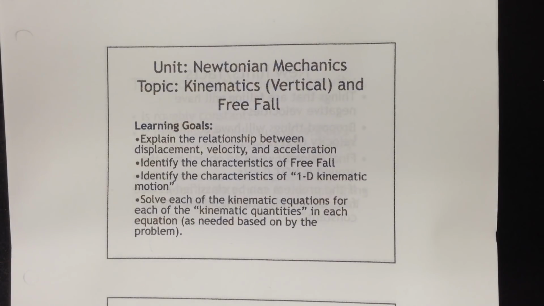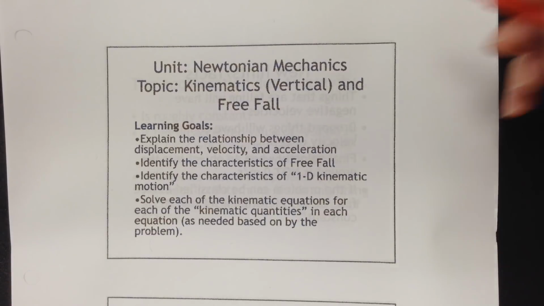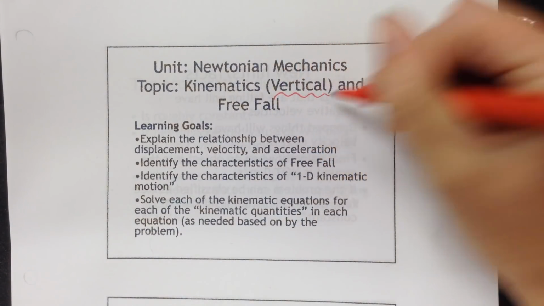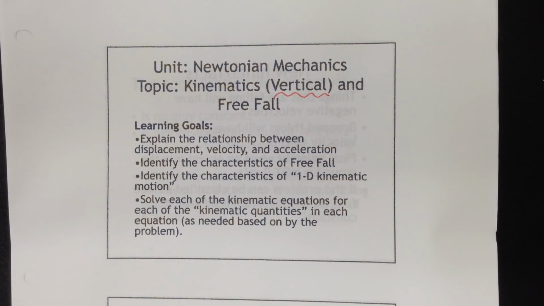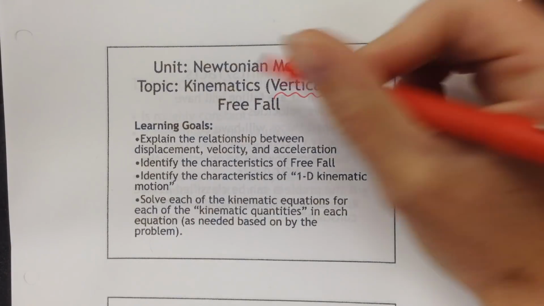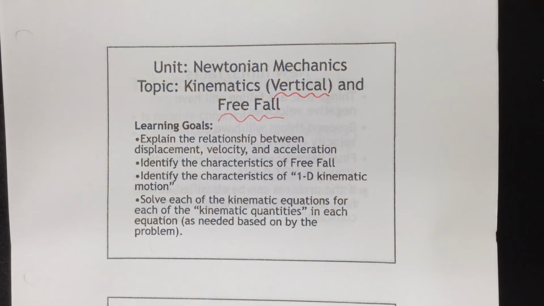Okay, folks, today we're going to continue on with our kinematics that we've been talking about, but the only difference today is that we're going to talk vertical motion, which means things moving up and down, in particular things being dropped through the air or throwing something up into the air. And we're going to look at a big concept called free fall, which ties in hand in hand with vertical motion.